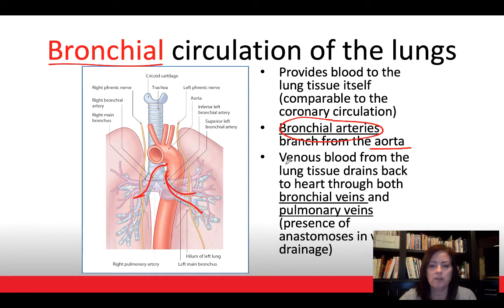Venous blood is going to drain from the lung tissue back to the heart, and it actually drains in a couple different ways. It can drain through bronchial veins, which are going to drain lung tissue and take it back to the heart, or it can actually drain through pulmonary veins. So we kind of have this double way of getting venous blood back to the heart from the lungs. But the difference there is the fact that bronchial arteries supply the lung tissue with arterial blood.